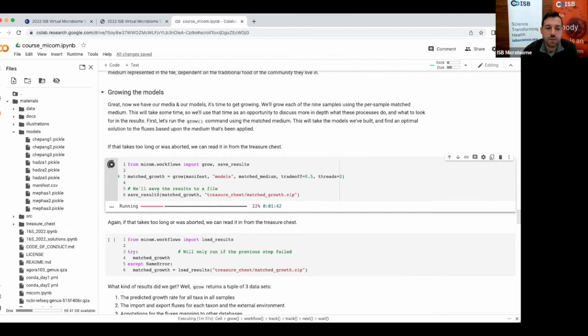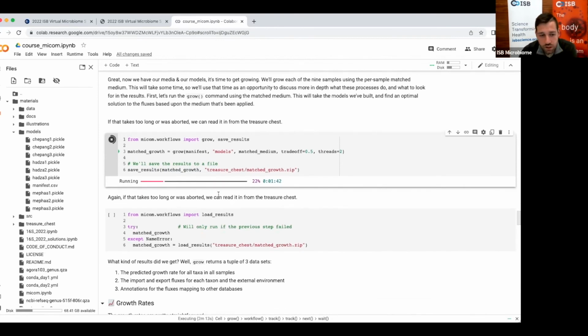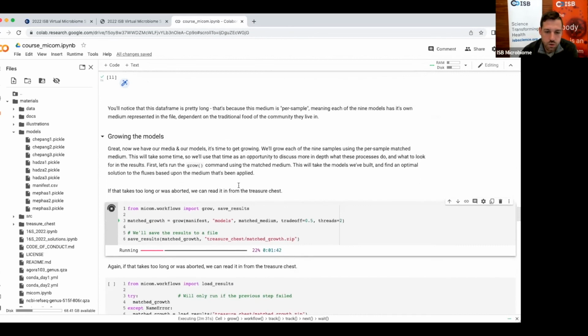And then once that's all done, we'll save our results using the save command, passing in the results of our growth function, and then specifying where we'd like to save our results to. So in this case, we'll save a zip file of the growth results in our treasure chest. If at any point we come back to this and it hasn't completed for you, or if for any reason this cell was aborted, feel free to read in the results from the treasure chest. They already exist there, and it should match exactly what sort of output you would be getting from this. So we'll let this run. All in all, this should take about 20 minutes.